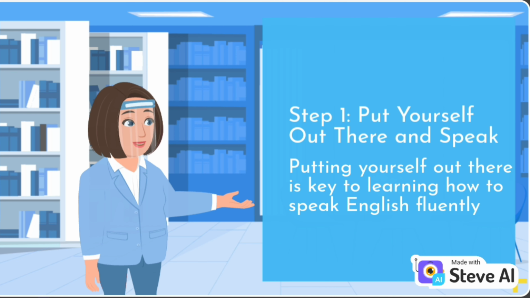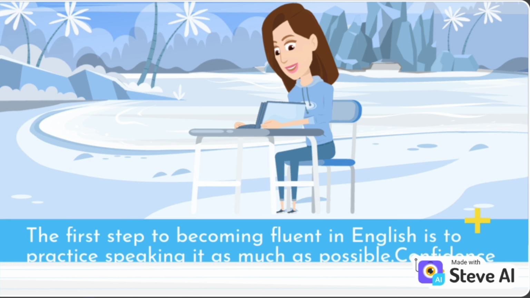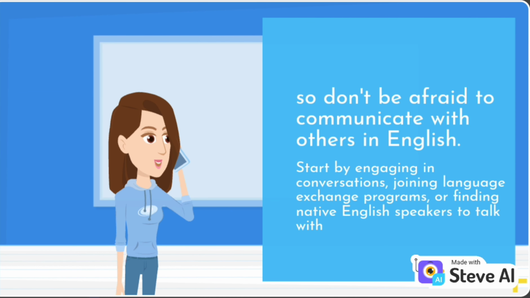Step 1. Put yourself out there and speak. Putting yourself out there is key to learning how to speak English fluently. The first step to becoming fluent in English is to practice speaking it as much as possible. Confidence plays a crucial role in language learning. So don't be afraid to communicate with others in English. Start by engaging in conversations, joining language exchange programs, or finding native English speakers to talk with.